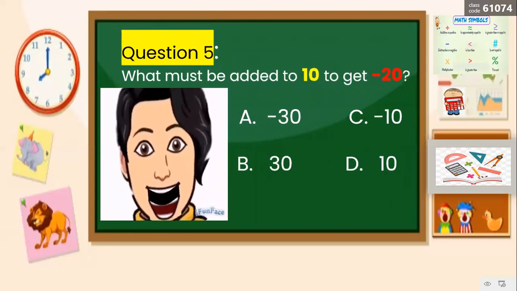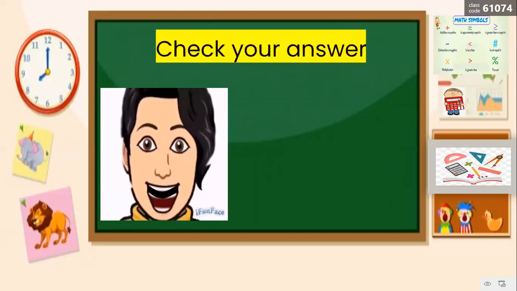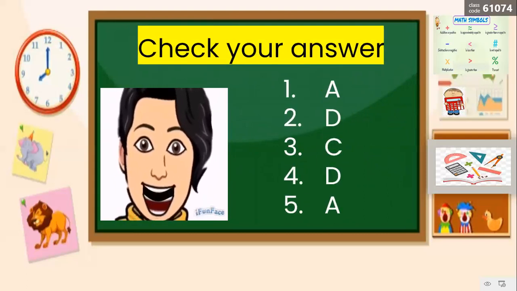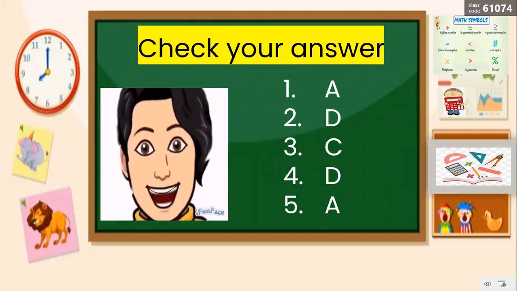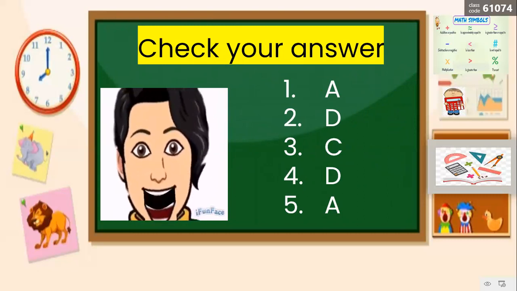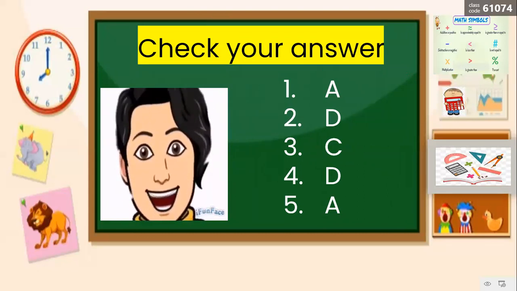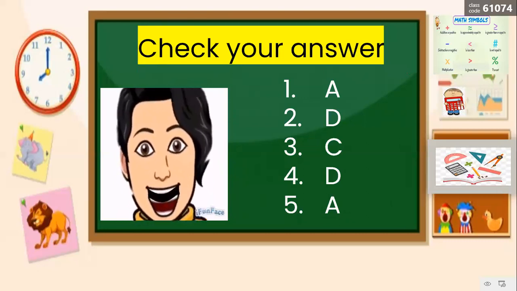Okay, so let's check your answers. For number 1, letter A, number 2, letter D, number 3, letter C, number 4, letter D, and number 5, letter E. Okay, what is your score? Very good, you got a perfect score. Congratulations!